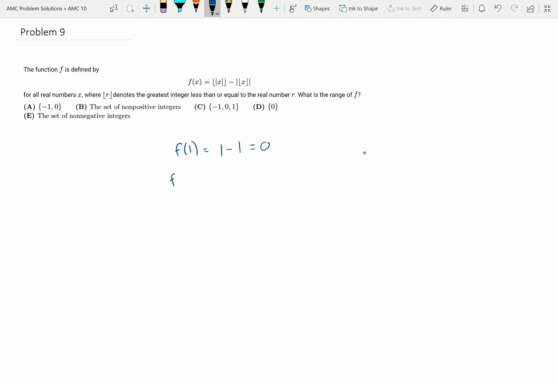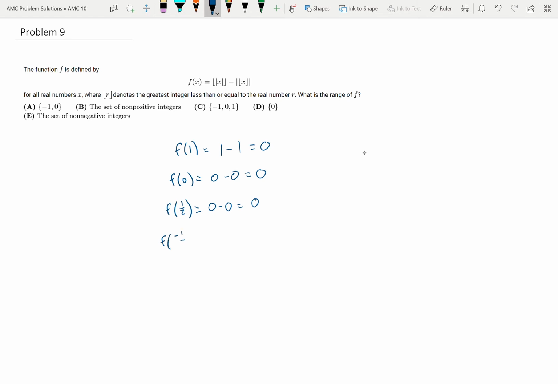Another thing I'm going to try is 0. F of 0, same thing. Get 0 minus 0 equals 0. Looks like the only value in our range we've gotten so far is 0. What if I try a fraction? With that, that's still going to evaluate to 0 minus 0, which is 0.